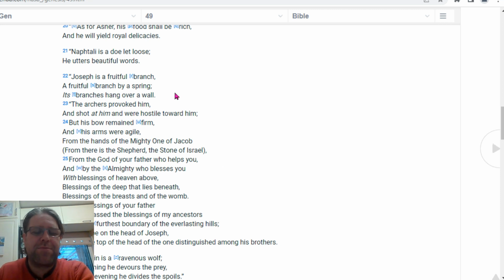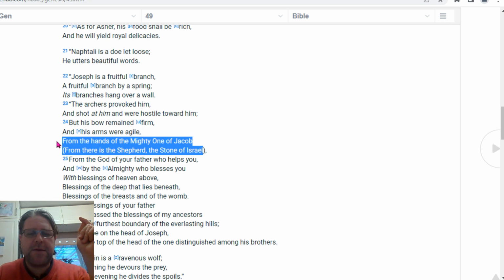Joseph is a fruitful branch by a spring. Its branches hang over a wall. The archers provoked him. They shot at him and were hostile towards him. But his bow remained firm, and his arms were agile. From the hands of the mighty one of Jacob. From there is the shepherd, the stone of Israel. This is a prophecy saying that Messiah is going to come from the line of Joseph, which he does. And he is the shepherd, the stone of Israel. The stone, again, Aben, is Messiah.